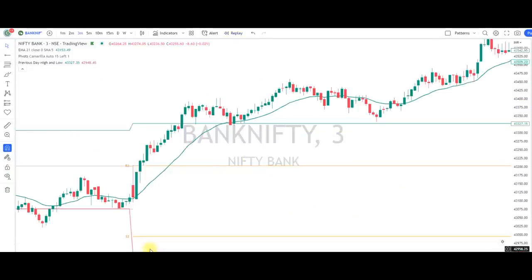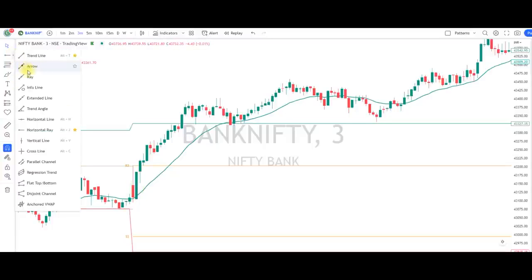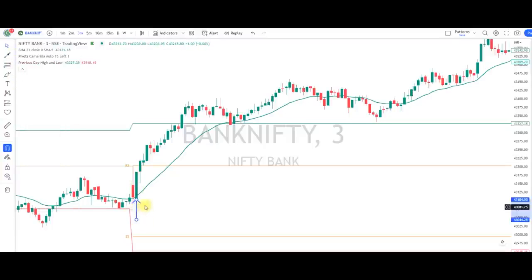We can see one more example in Bank Nifty. This green candle gave a close above the 21 days moving average. Also this green candle is above the S3 and the previous day low. S3 and previous day low will act as the support zones.